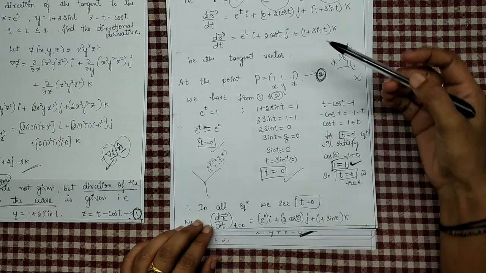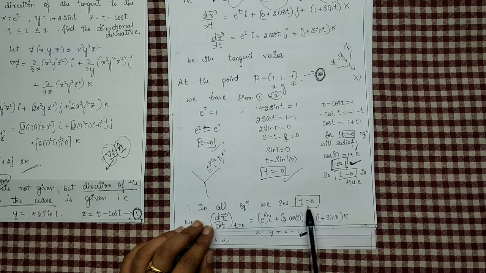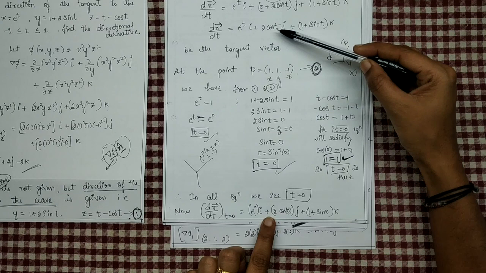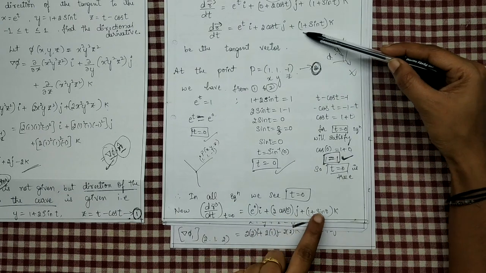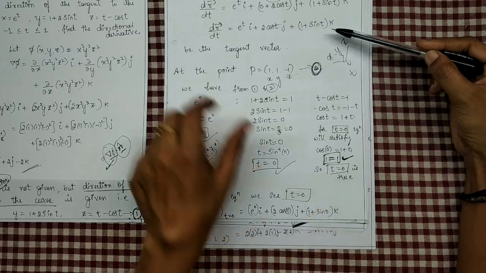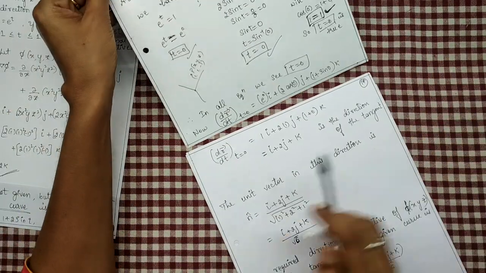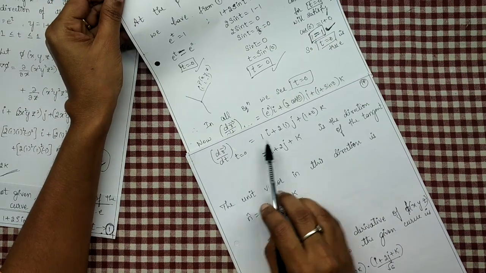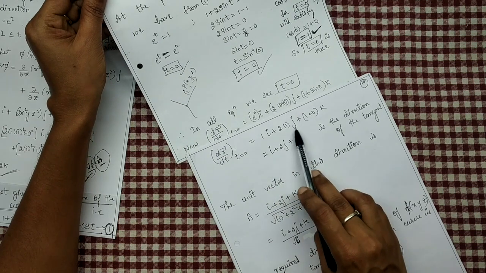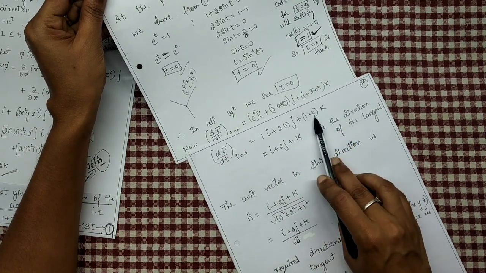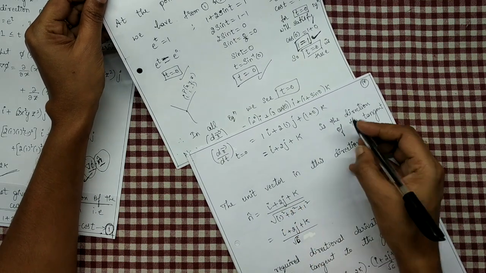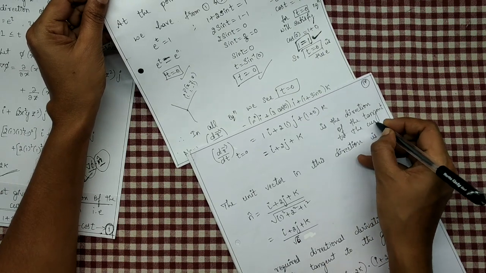Now let us find this derivative dr by dt at the point t equal to 0. Now what is it? e power t, that is e power 0 into i, plus 2 cos 0 into j, plus 1 plus sin t, that is 1 plus sin 0 into k, where sin 0 is 0 anyway. Now what will I get here? dr by dt at the given point t equal to 0: e power 0 is 1, so i; cos 0 is 1, so 2 into j; 1 plus sin 0 is 1 plus 0, which is 1, into k. That is i plus 2j plus k, the direction of the tangent to the given curves.